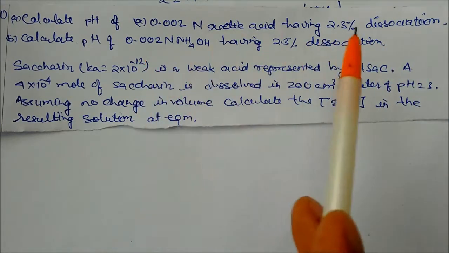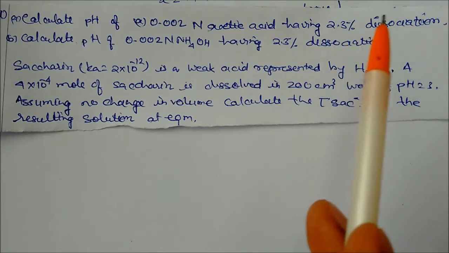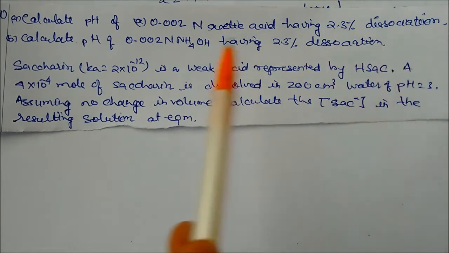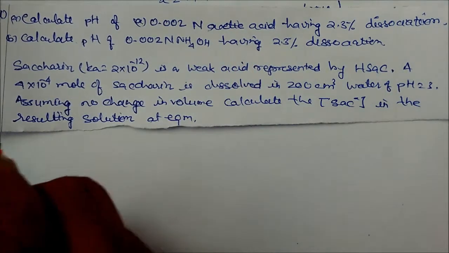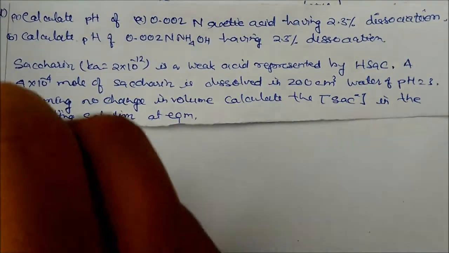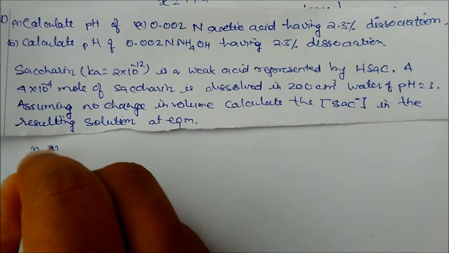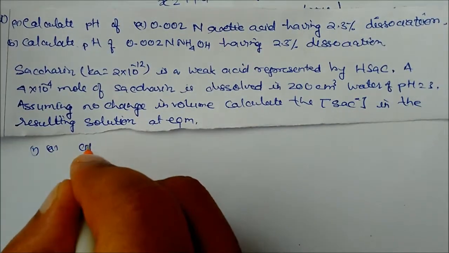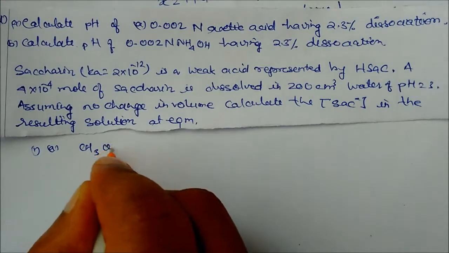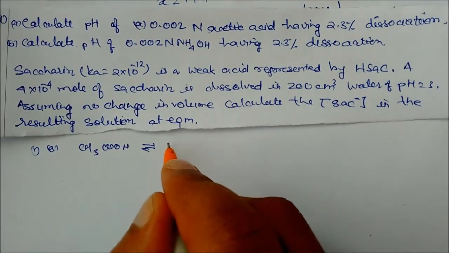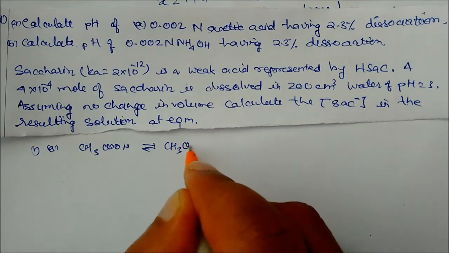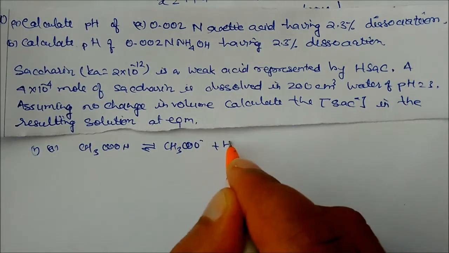So the acetic acid has alpha given here as 2.3%. First we'll find the pH of the acetic acid. See, first you write the equation. So this is question number 1. Write here acetic acid, CH3COOH, in a reversible reaction giving CH3COO minus plus H plus.